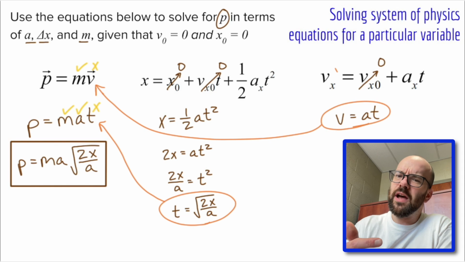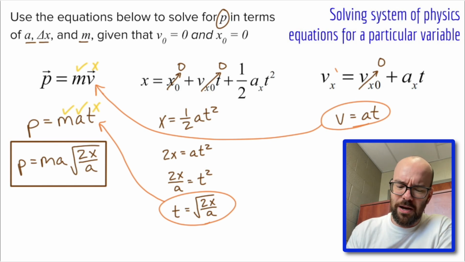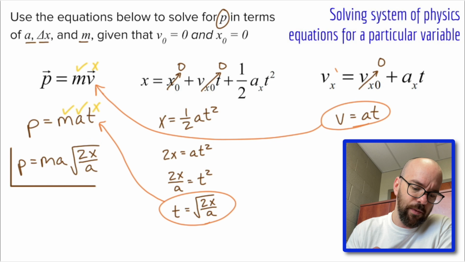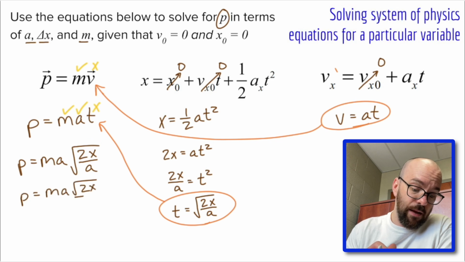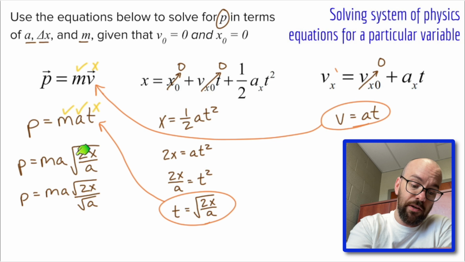We can simplify it a little bit more. So let's go ahead and simplify it the rest of the way, although what we have right here has answered the problem. But we've got a and then square root of a on the bottom of that fraction over there. So we can simplify this a little bit better. So let's take this and rewrite it. P equals ma times square root of 2x over square root of a. Remember, if you've got the square root of a fraction, you can split that up into square root of the top over square root of the bottom.